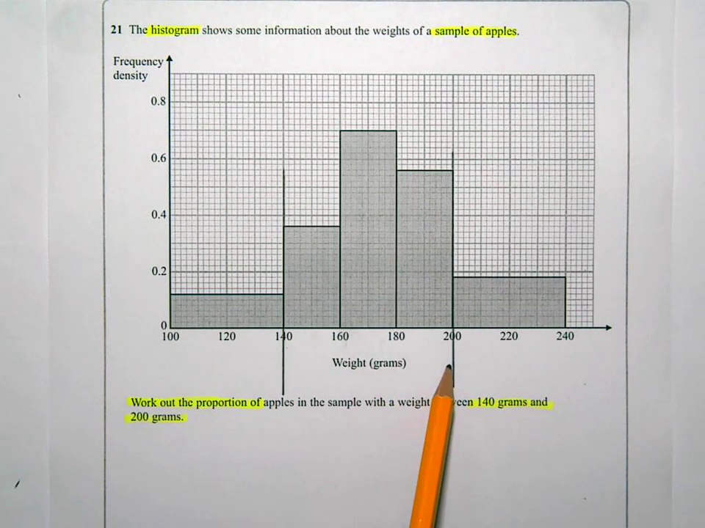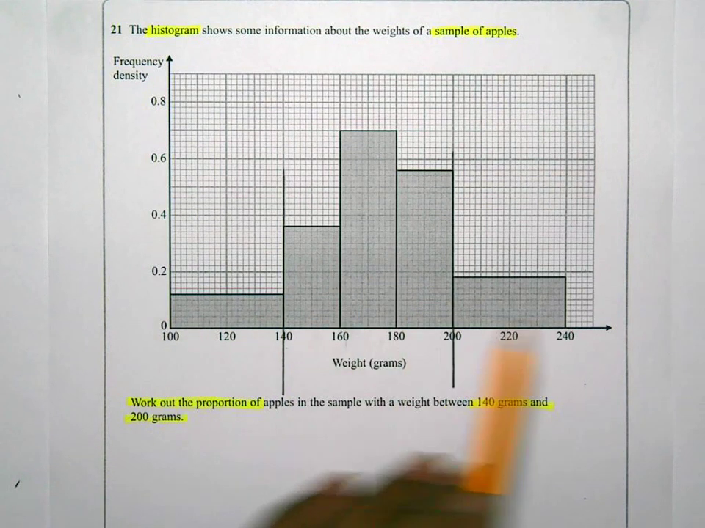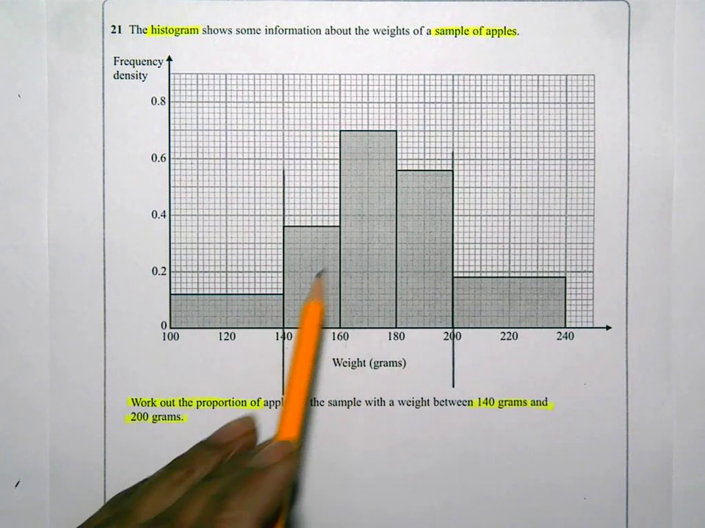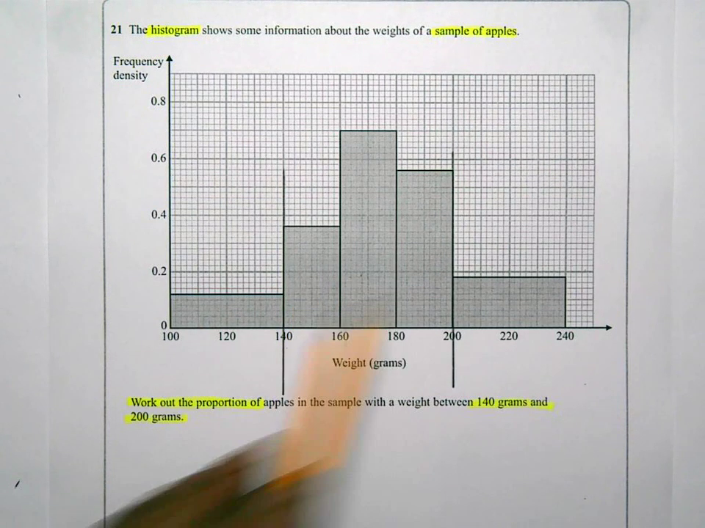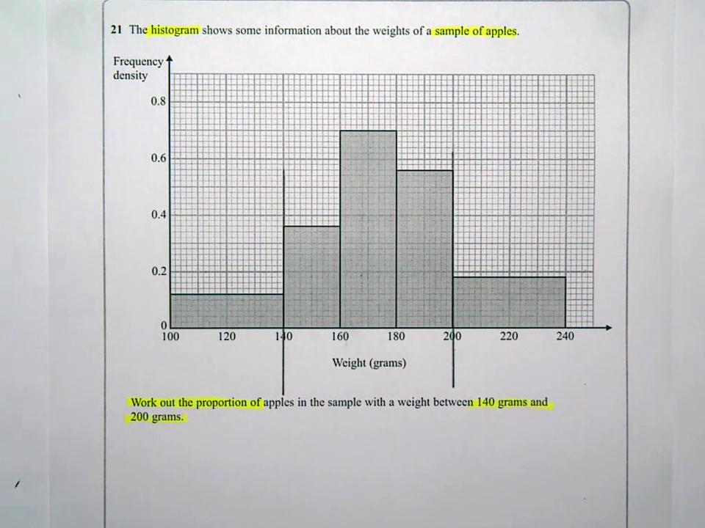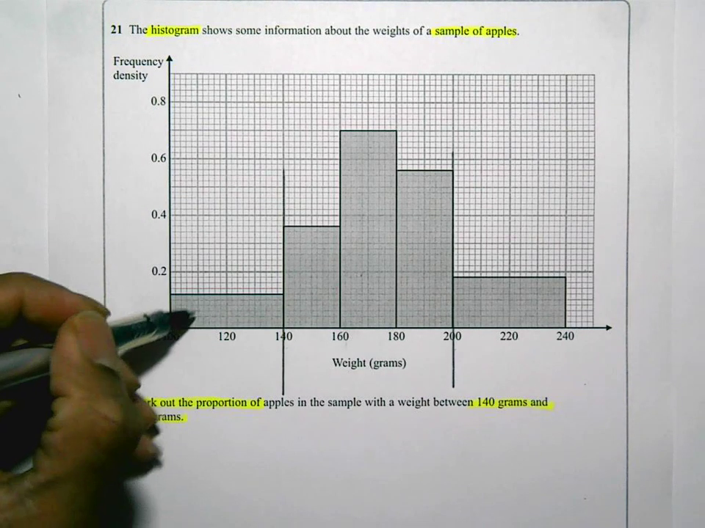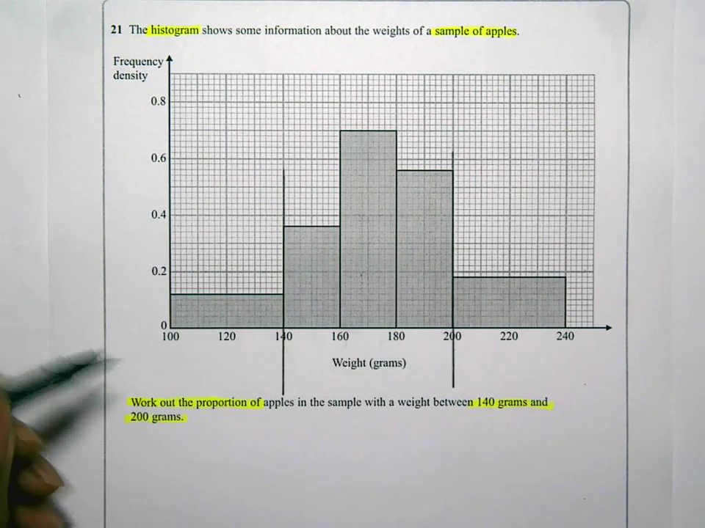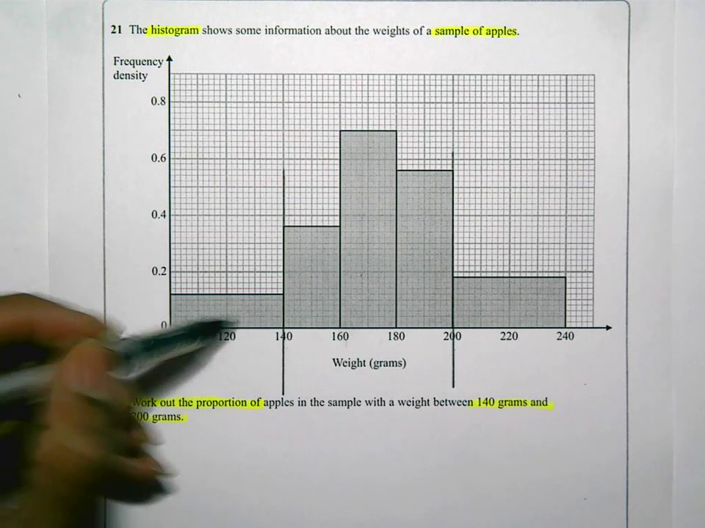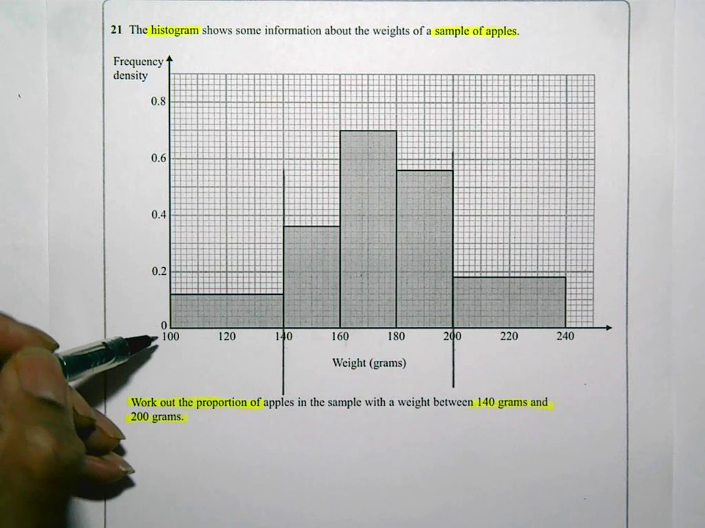So if I need to work out the proportion of apples that have weights in that range, I need to work out the area of the whole histogram to find out how many apples there were altogether, and then work out the area of these three bars here from 140 to 200 and divide one by the other to actually work out the proportion overall. So what I'm going to do first of all is to work out the area of every single bar on this histogram. The area of the bar would tell me how many apples each of the bars are accounting for. I need to pay close attention to the scale as I do this.